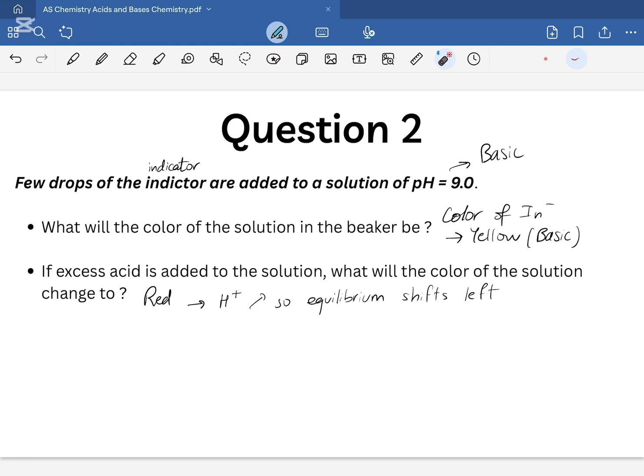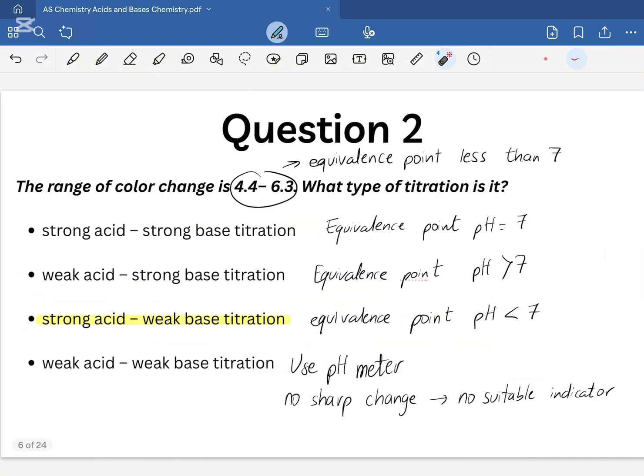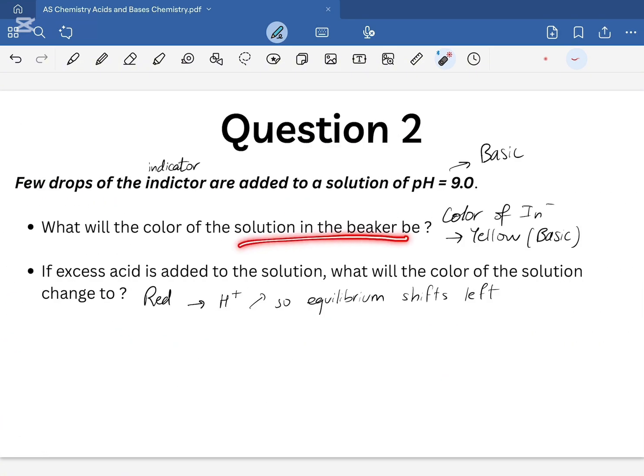A few drops of the indicator are added to a solution of pH equal to 9. So pH equal to 9, this is basic, as the pH is greater than 7. What will the color of the solution in the beaker be? Since it's a basic solution, we will have the In- present, which has this yellow color. As we know that in a basic solution, the H+ will decrease, and we're going to go this way. So we have this yellow color. The color of the solution in the beaker will be yellow.